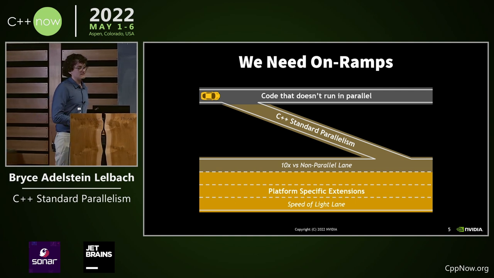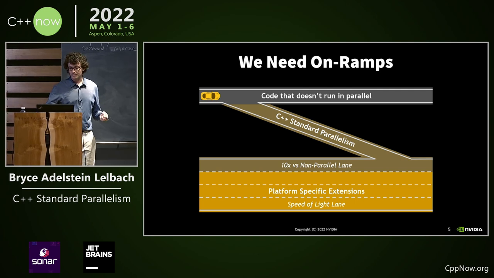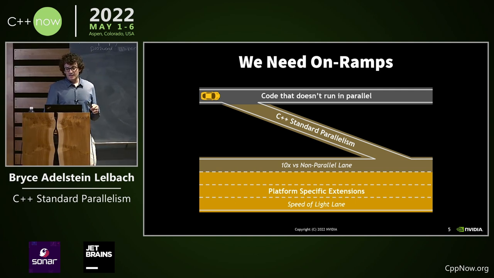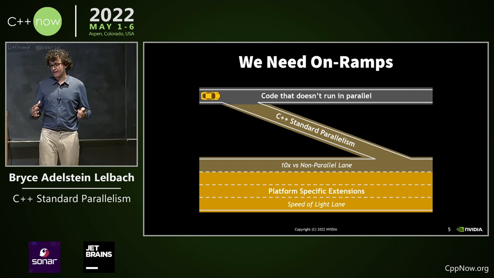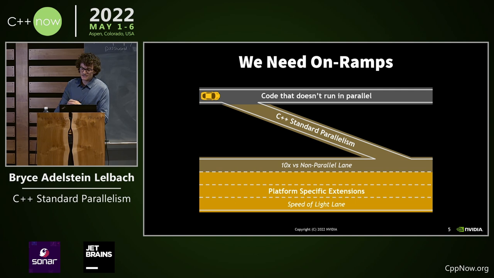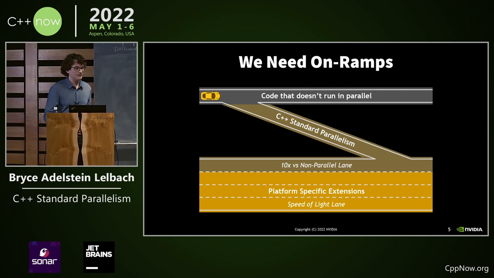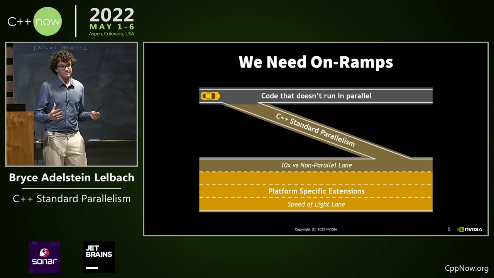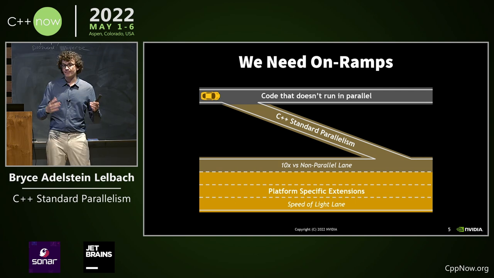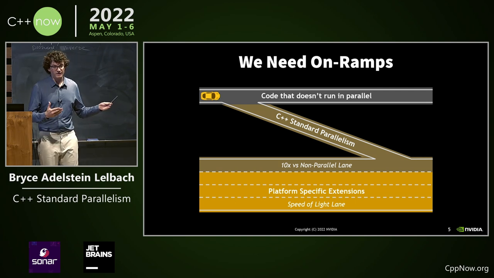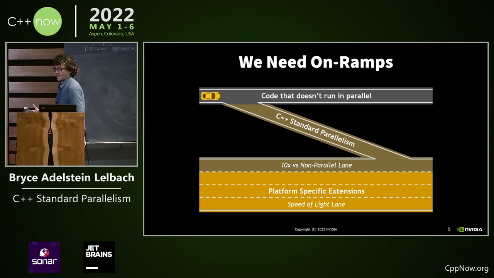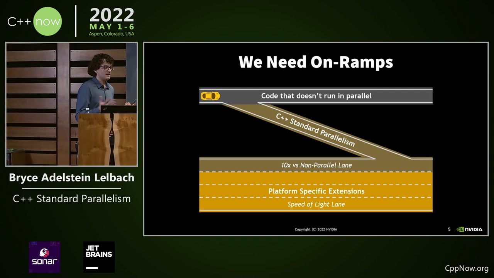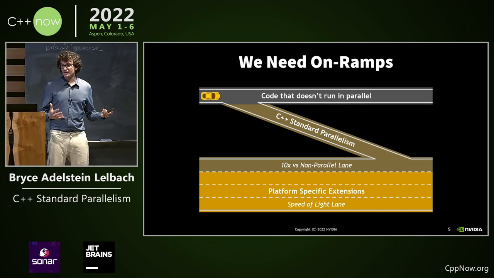So the C++ committee wants to build an on-ramp for parallel programming. We want to give users an easy way to add parallelism to their code in a way that's going to be portable across multiple different platforms, including GPU-accelerated platforms. And we're not aiming to expose all of the capabilities of all the platforms. We generally don't aim to do that when we're putting portability features into C++. There's always going to be some gap between what you can do with platform-specific interfaces and standard interfaces. But what we want to do is standardize a subset that will give you pretty good performance in most cases.